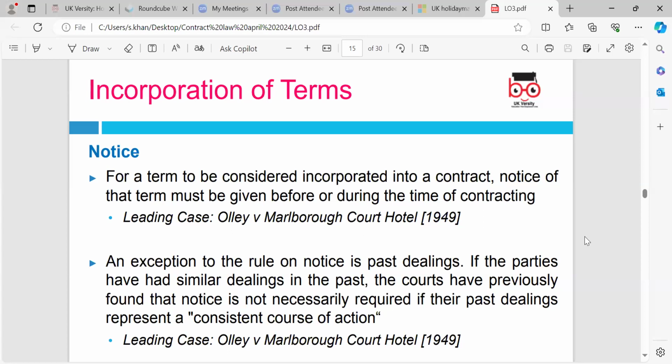Now, the decision and the outcome in the case was that Olley was successful in her claim and recovered the cost of her stolen items in their entirety. The exclusion clause had not been successfully incorporated into the contract because the contract was concluded at reception and the notice purporting to exclude liability was not visible until after the contract was formed, when the guest entered the bedroom. So in that case, Olley was successful in her case.